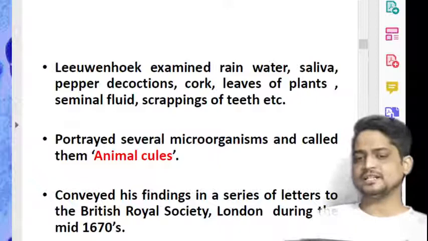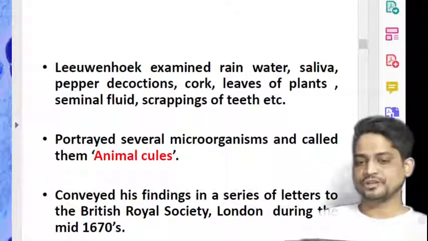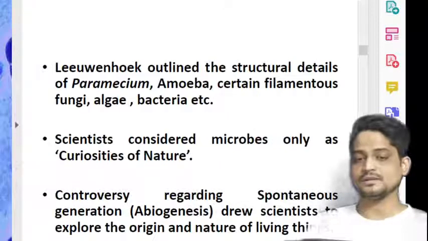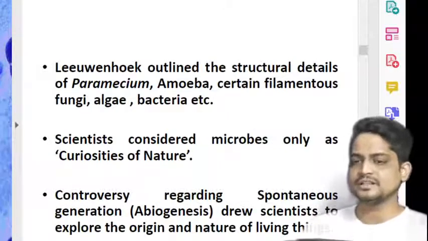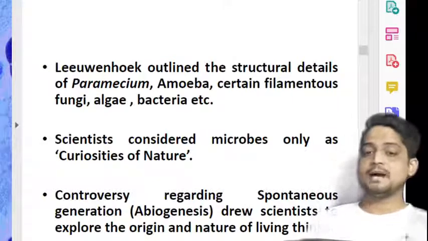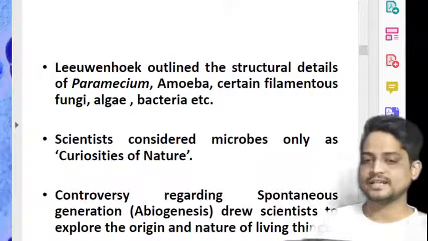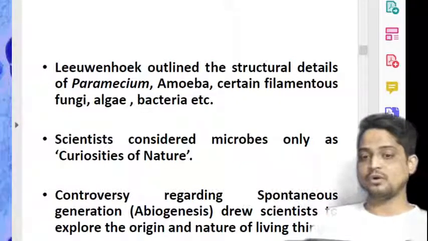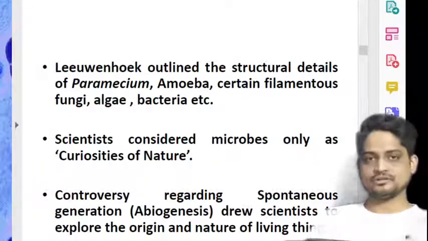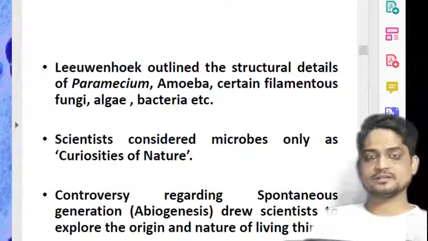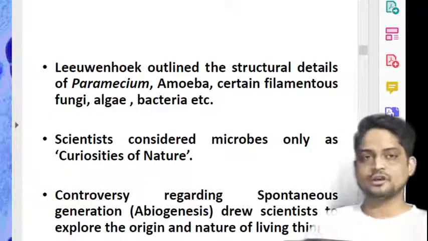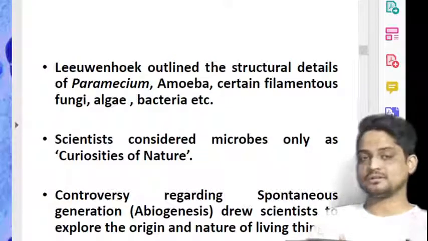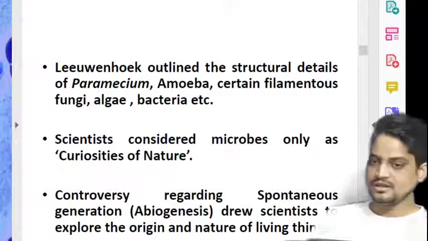He conveyed his findings in a series of letters to the British Royal Society, London, during the mid-1670s. Leeuwenhoek outlined the structural detail of paramecium, amoeba, and certain filamentous fungi, algae, bacteria, etc. Scientists at first considered microbes only a curiosity of nature. It was all about knowing a new world of microorganisms.